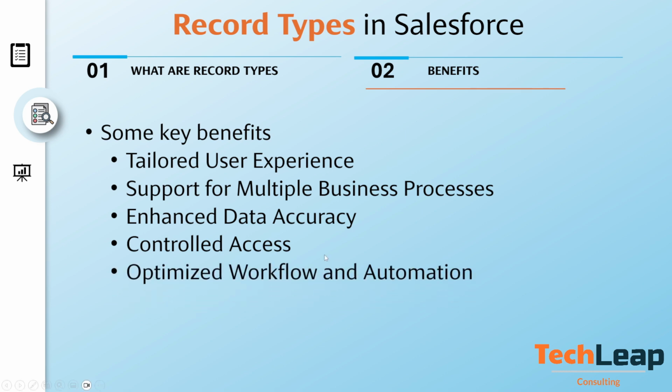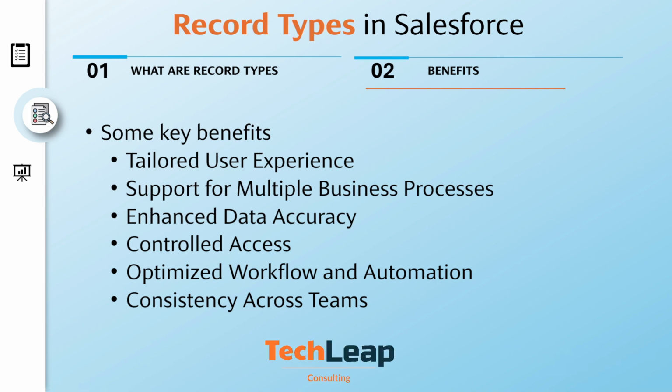We can have optimized workflows. As I mentioned previously, a high priority account record, when it's created, can trigger a specific series of actions where we can create tasks and assign them to salespeople to have focused attention on account records that are of a high priority. And this results in consistency across multiple teams dealing with the same record.